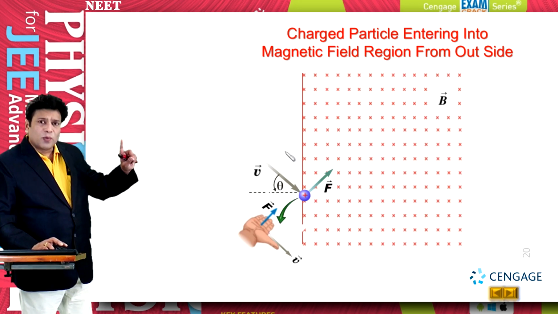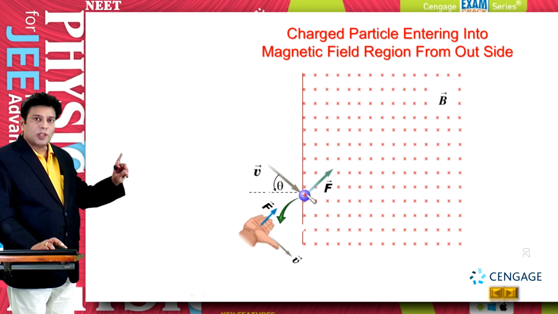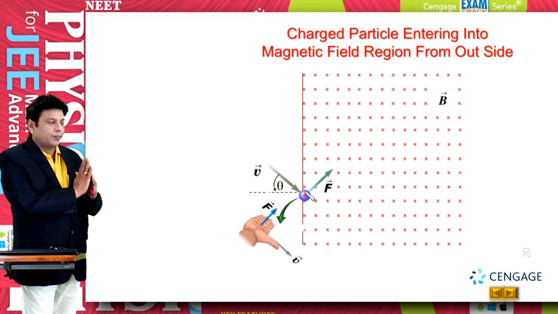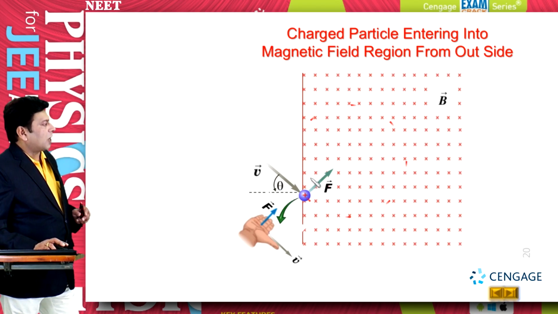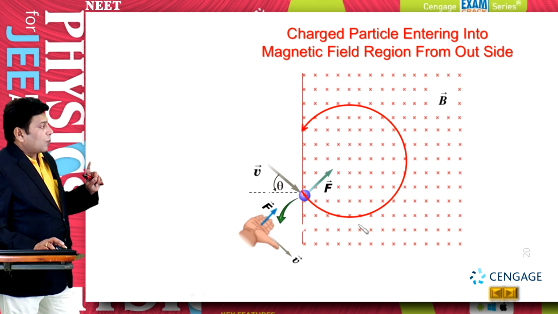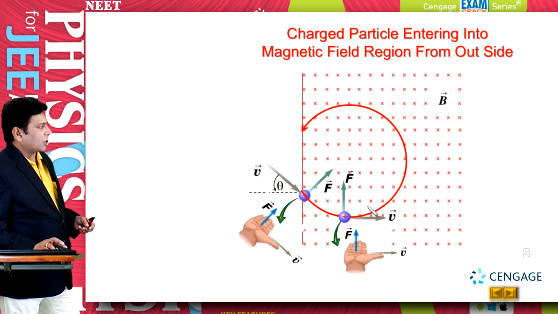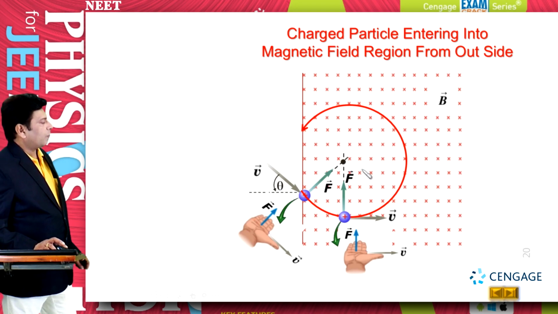But it cannot complete a full circle because it is entering the magnetic field region from the boundary. So the path of the charged particle will be a circular arc like this. Let us find the force acting on the charged particle at different positions. Let the charged particle be at this position. Again we can use the right hand rule. The force direction should be here, and from this force direction we can find the position of the center. This is the position of the center.